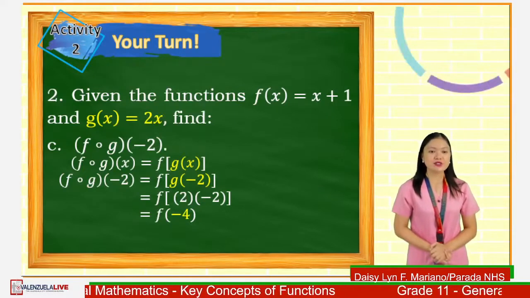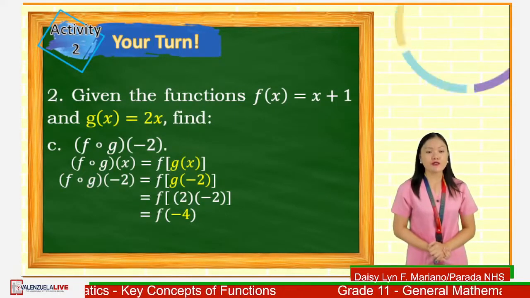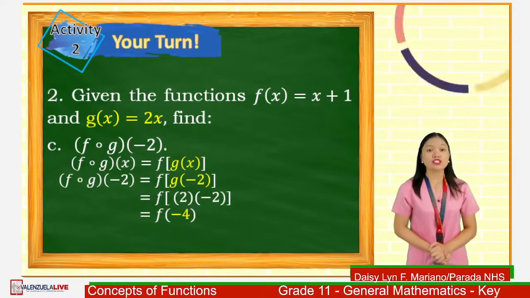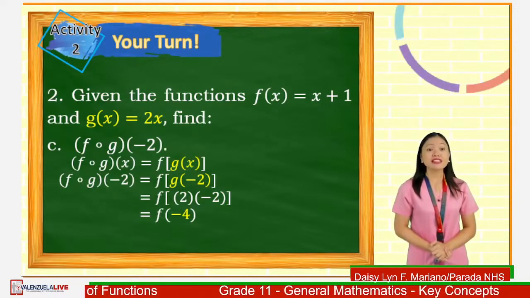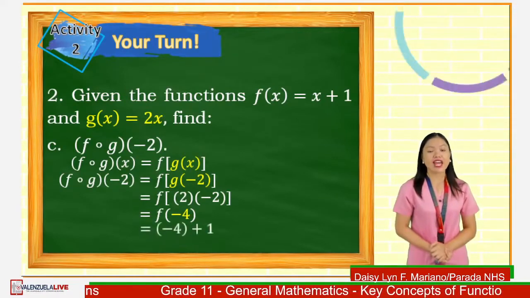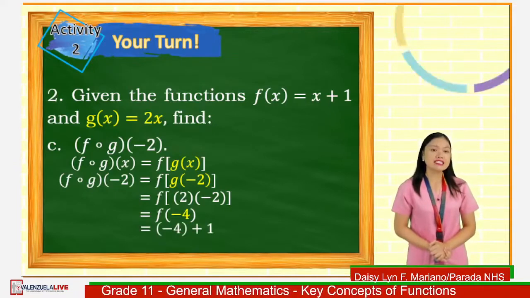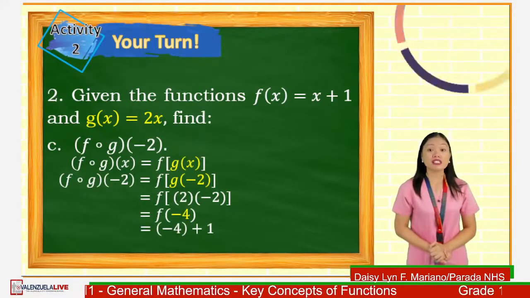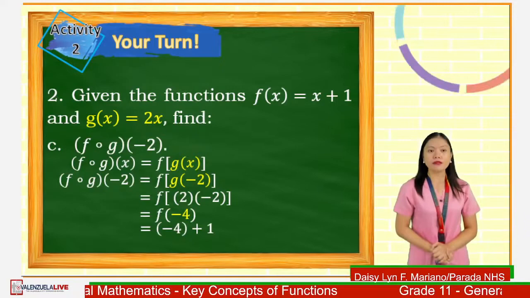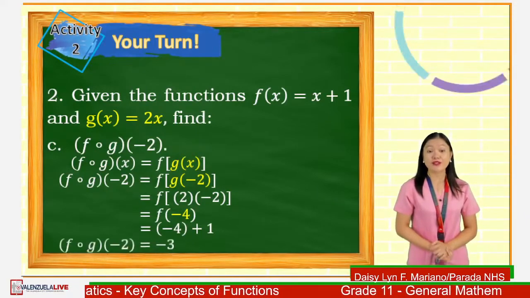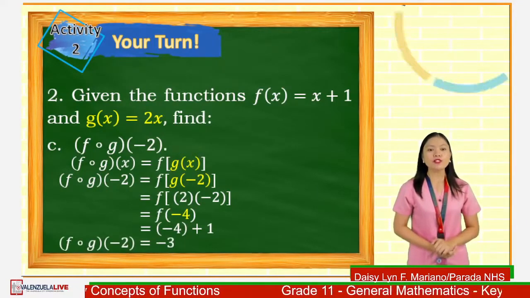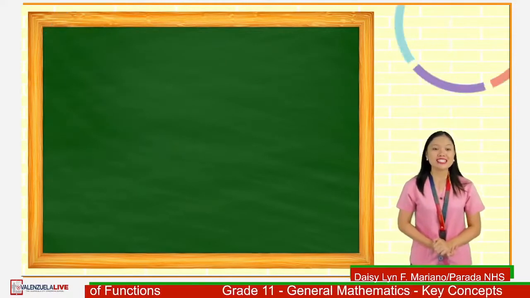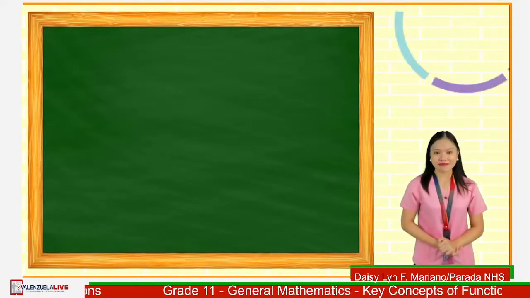Next is to evaluate f of negative 4. That is, we substitute negative 4 in place of x in f of x. This gives us negative 4 plus 1. Negative 4 plus 1 is negative 3. So, f composed with g of negative 2 is negative 3.